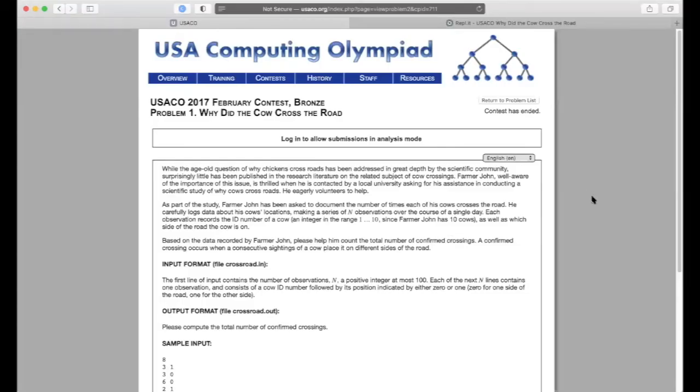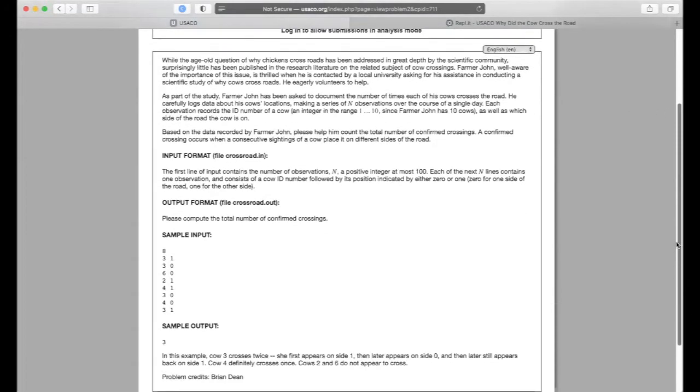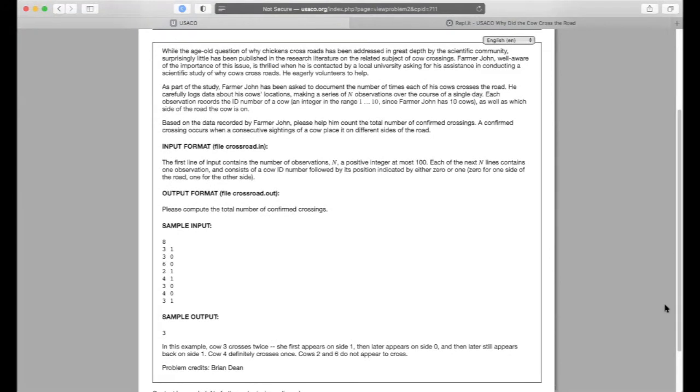We'll be going through the USACO 2017 February contest bronze problem 1. Why did the cow cross the road? You can go ahead and take a quick read through of the problem here. Okay, so let's quickly talk through what the problem says.